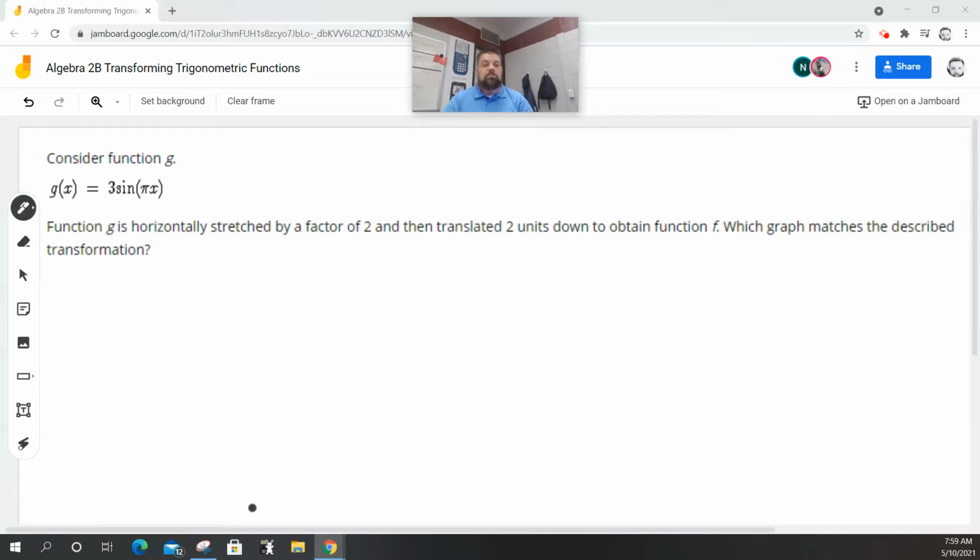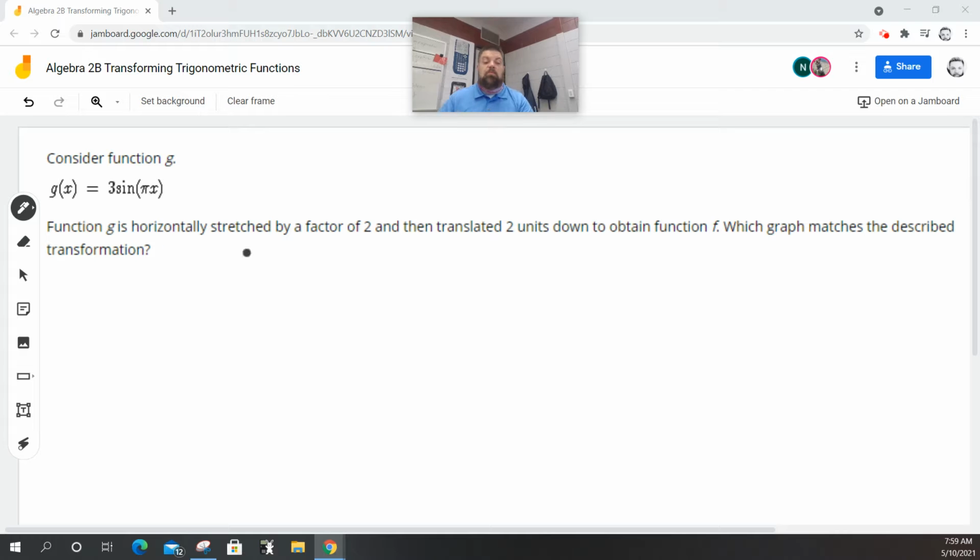All right, so it says consider the function g of x, which is 3 times sine pi of x, not pi of x, sine of pi x. The function g is horizontally stretched by a factor of 2, then translated down to obtain f. Which graph matches the described transformation?